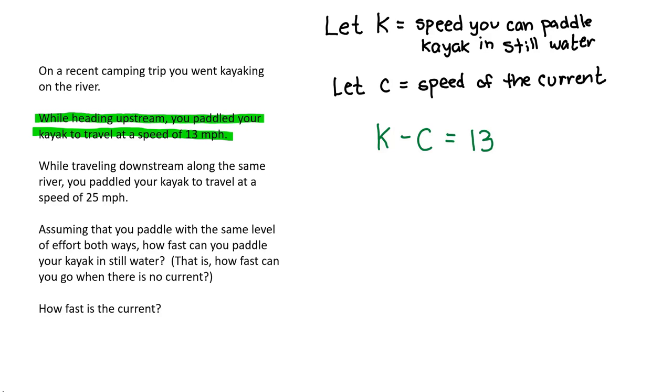The second description you're given is that while you're traveling downstream along the same river, you paddled your kayak to travel at a speed of 25 miles per hour. So now you have the current working with you and helping you out and speeding you up. Based off of that, answer the following question to come up with the equation that describes this situation.